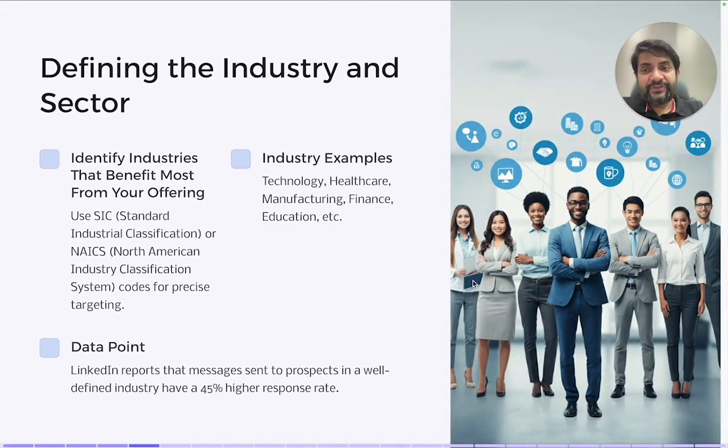Defining the industry and sector, to start with. Identify industries that benefit most from your offering. Use SIC, the Standard Industrial Classification, or NAICS, the North American Industry Classification System, codes for precise targeting. That's what LinkedIn uses. For example, technology, healthcare, manufacturing, finance, education, etc. The data point: LinkedIn reports that messages sent to prospects in a well-defined industry have a 45% higher response rate.